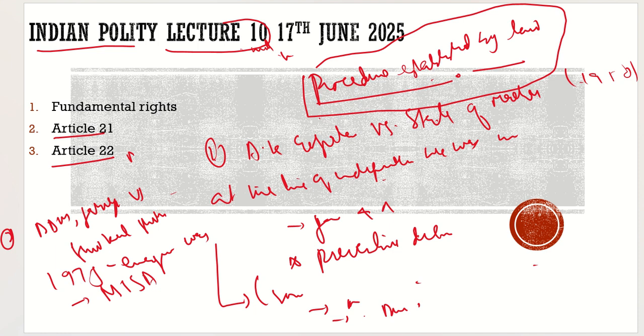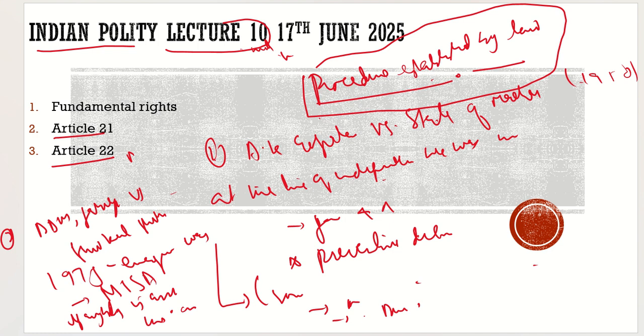If anybody is arrested under the MISA, they cannot approach the Supreme Court for the revival of their fundamental right. So this law actually went to the Supreme Court. It was discussed there, and the Supreme Court in the ADM Jabalpur versus Shivkant Shukla judgment said that we can't do anything, because this is the procedure established by law.